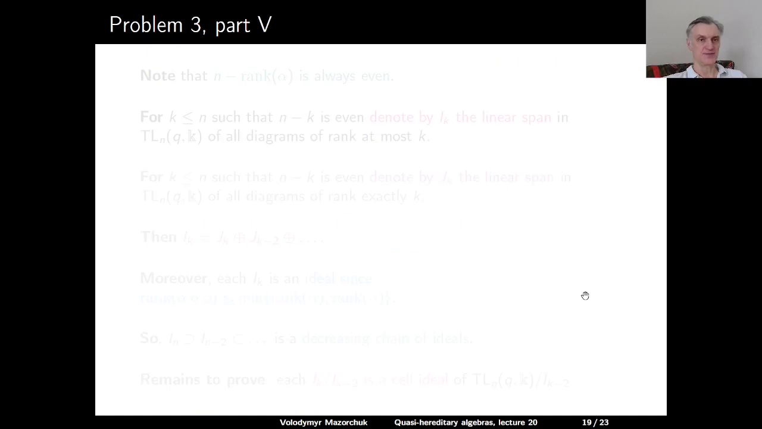Okay? Let us note that n minus the rank of a diagram is always an even, non-negative integer. That's because when we have propagating lines, we take them away. The rest of the points should be connected in pairs on both sides.